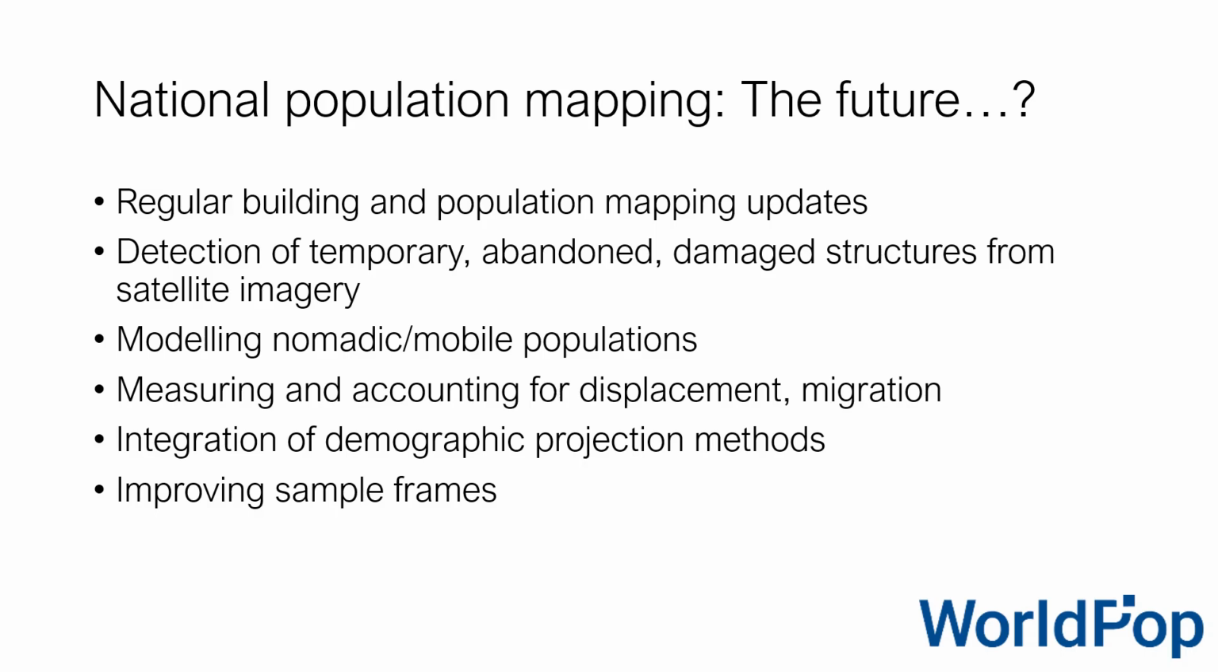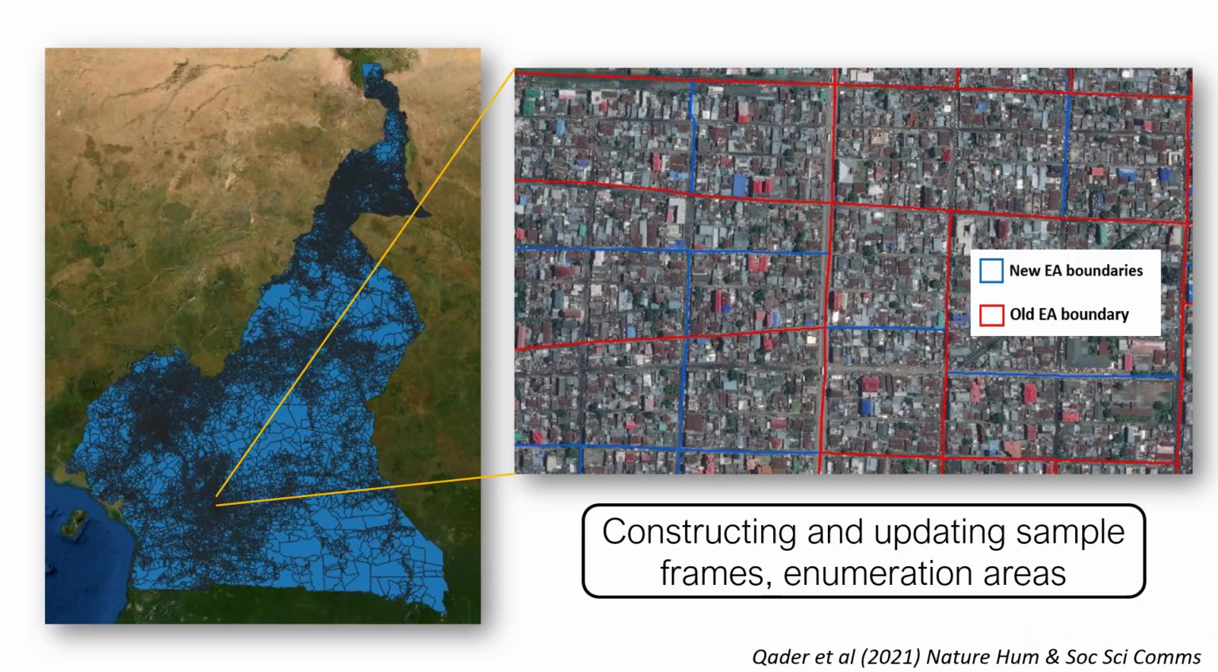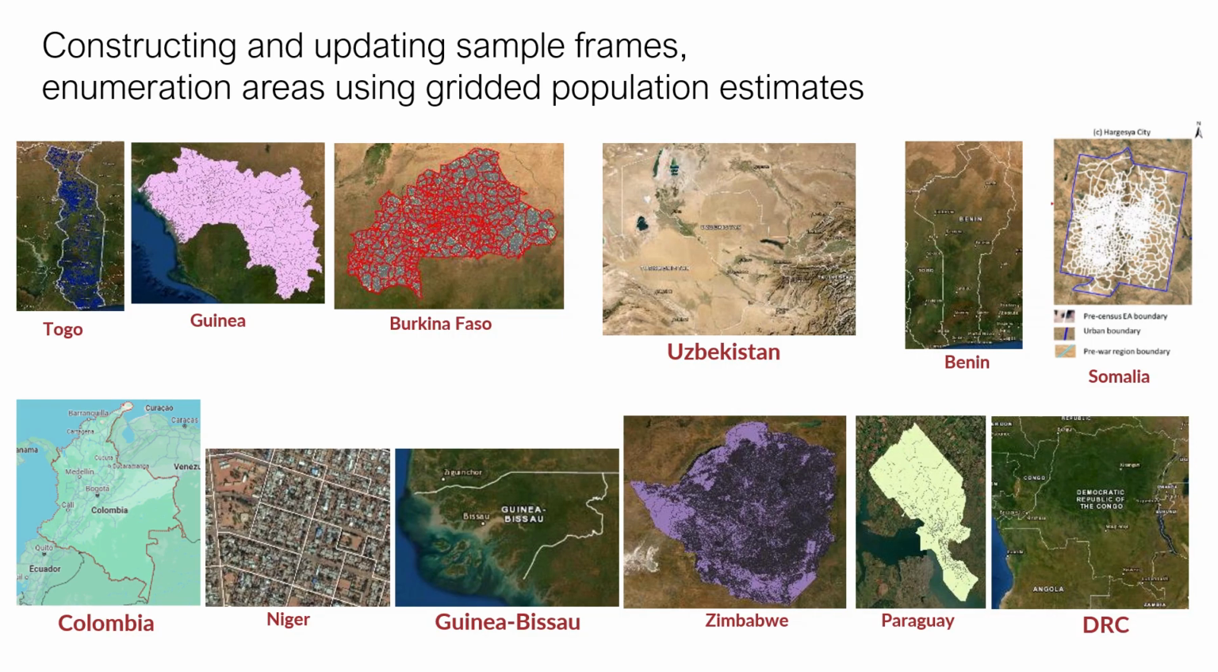And just at the end of this section, improving sample frames is something a lot of work has gone into, thinking about using these gridded population data sets in combination with layers on things like road networks and rivers, to define enumeration areas or sample frames that follow natural boundaries, so that teams on the ground can either update old enumeration areas or define new ones. And there's a whole set of countries that have started to use and adopt these types of approaches.